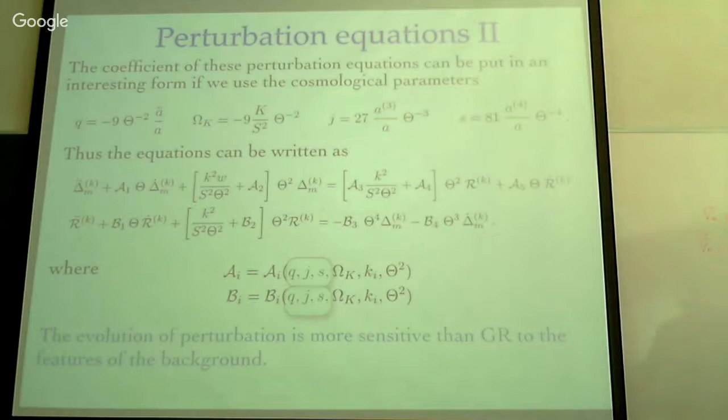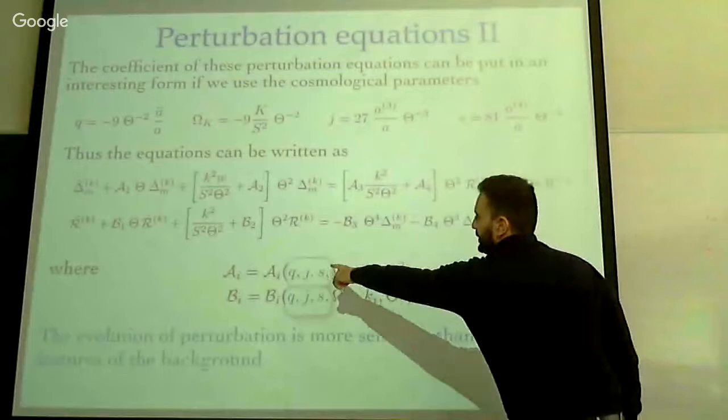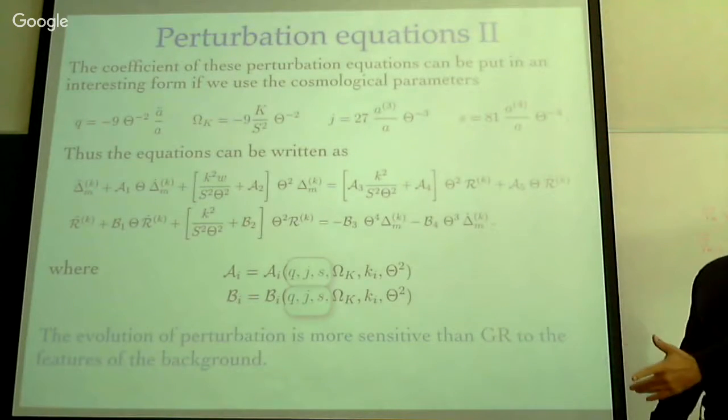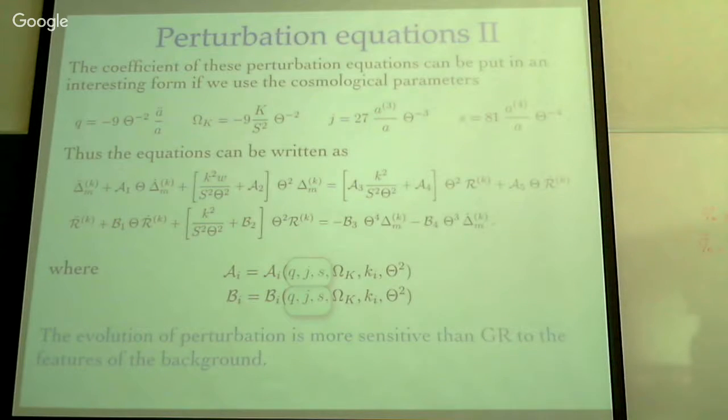GR will not see any difference, right? But this equation will, which means that they generate different backgrounds than in GR, not the general background. So one would expect, since the equations depend explicitly on these terms, whereas the GR equations do not, that your perturbations depend on this.